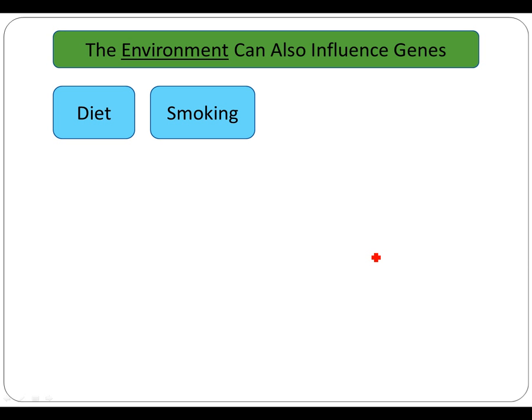Smoking, the toxins, can certainly negatively influence gene expression, for example leading to cancer, like lung cancer or mouth cancer, changing the cell cycle and mutating the DNA.